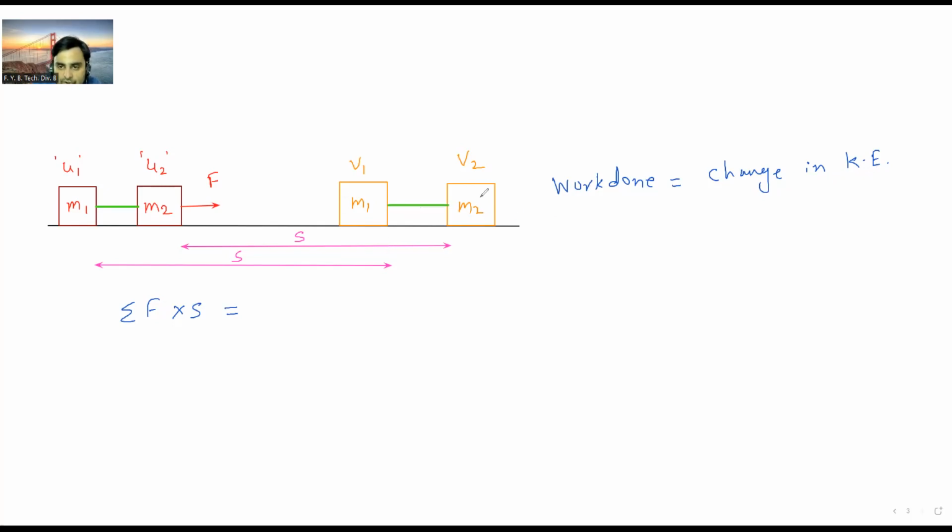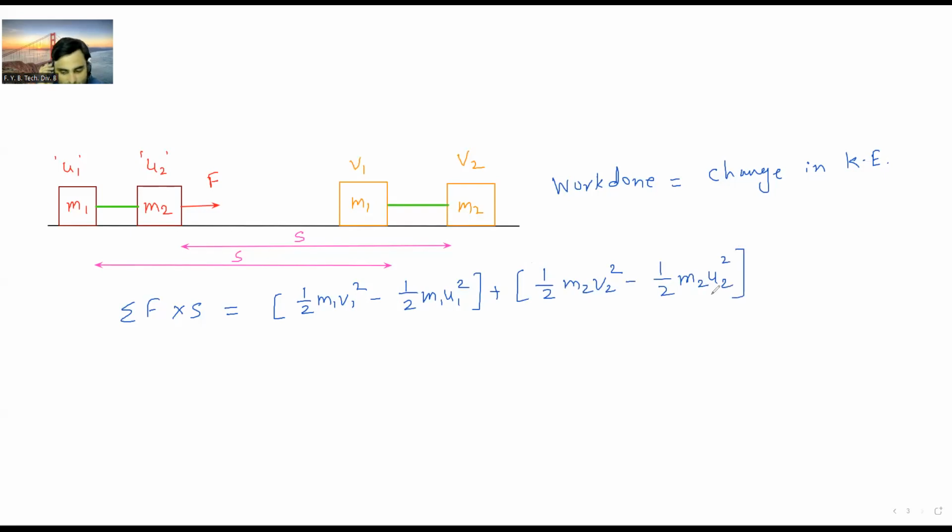Now here two blocks are there, so we should take the change in kinetic energy of block 1 and then the change in kinetic energy of block 2. For the first block, M1, what is the change in kinetic energy? It is final kinetic energy, half M1 V1 square, minus half M1 U1 square. This is the change in kinetic energy for the first block, M1. Now plus for the M2 block, it is half M2 V2 square minus half M2 U2 square.